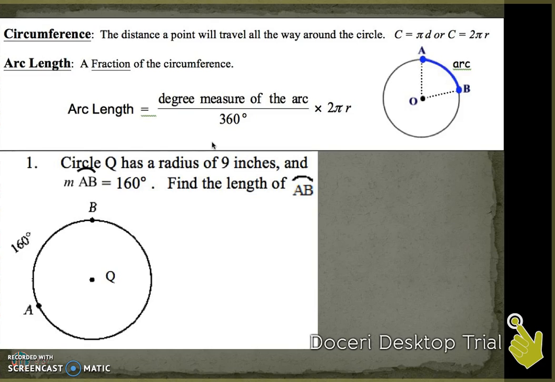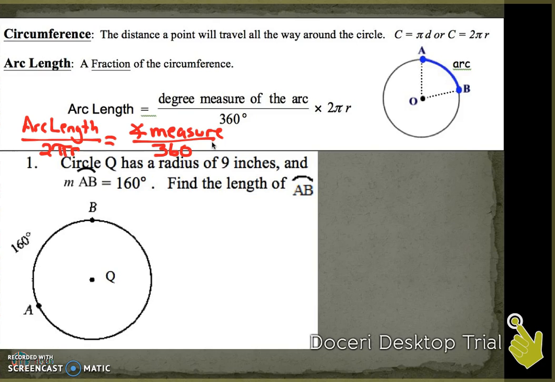Another way that formula can be written is arc length over 2 pi r equals angle measure over 360 degrees. So arc length over 2 pi r equals angle measure over 360. That's what you get if you do some cross multiplication.